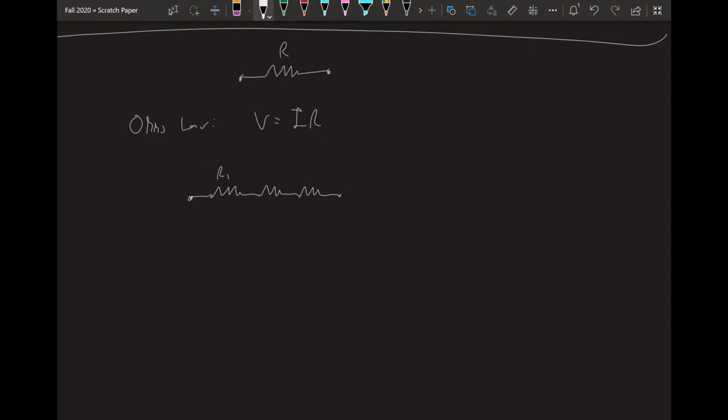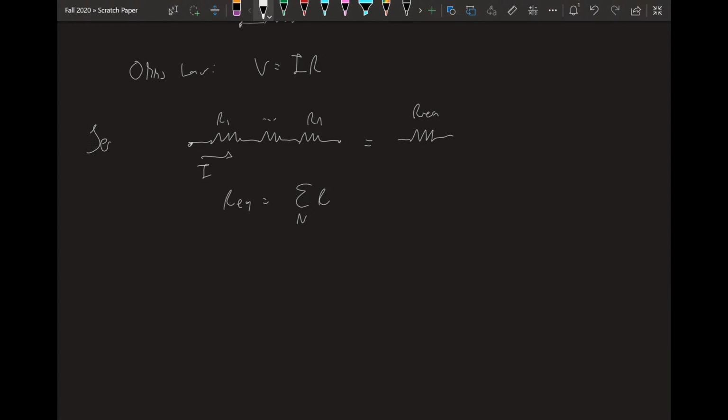So R1, R2, all the way to Rn. You can have n resistors in series, right? If there are no branches off of it, they're all in series. And you can combine them into one equivalent resistance, R equivalent. So for resistors in series, R equivalent is the sum of all resistances. Very nice and easy. And of course, the same current is going to flow through all these resistors, right?